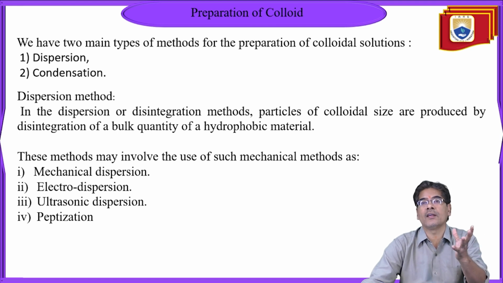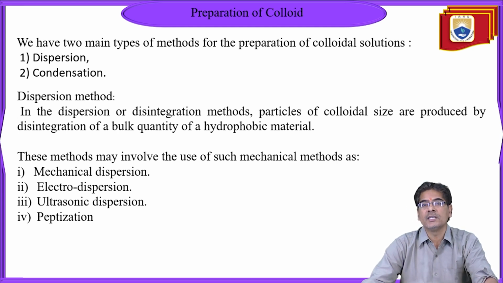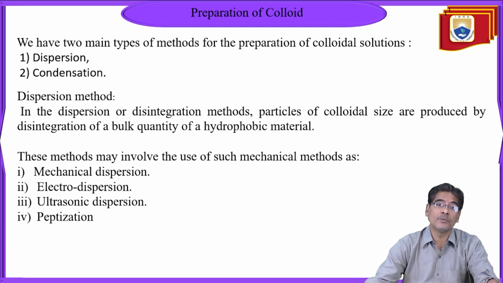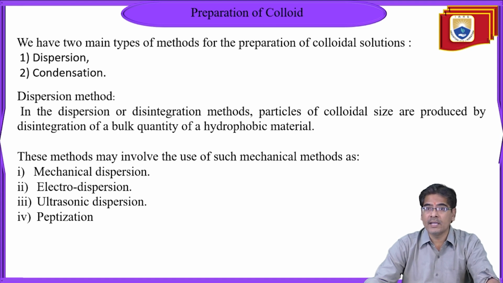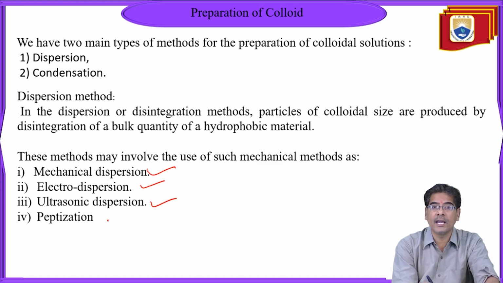The colloidal size particles are produced by disintegration of a bulk quantity of hydrophobic material. This disintegration method includes mechanical dispersion, electrode dispersion, ultrasonic dispersion, and peptization. So the methods used for dispersion or disintegration of particles to colloid size are mechanical dispersion, electrode dispersion, ultrasonic dispersion, and peptization.